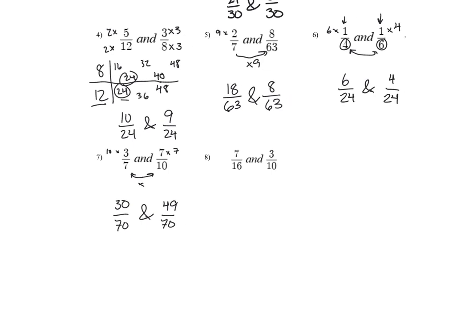Last one here, number 8. 16 and 10. I'm going to look for my least common multiple between these two. I can take out a 2. And that's all I can go. 2 times 5 is 10. Times 8 is 80.